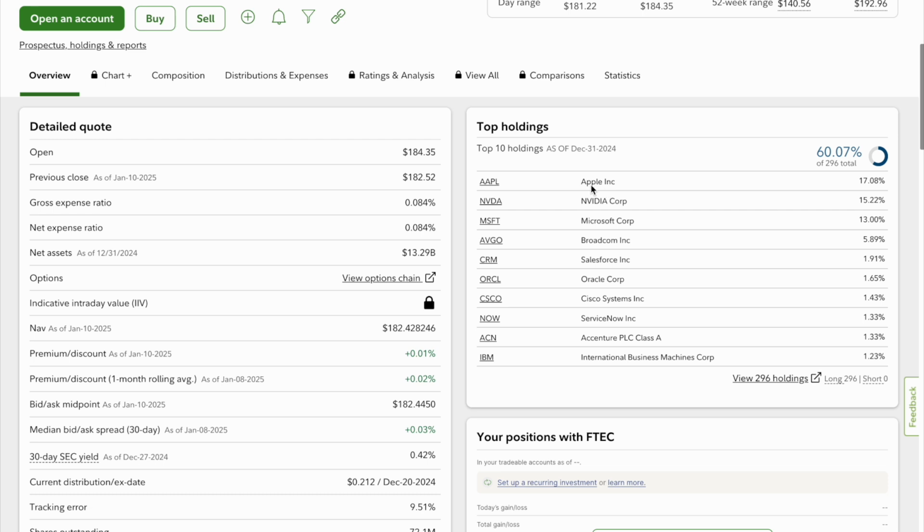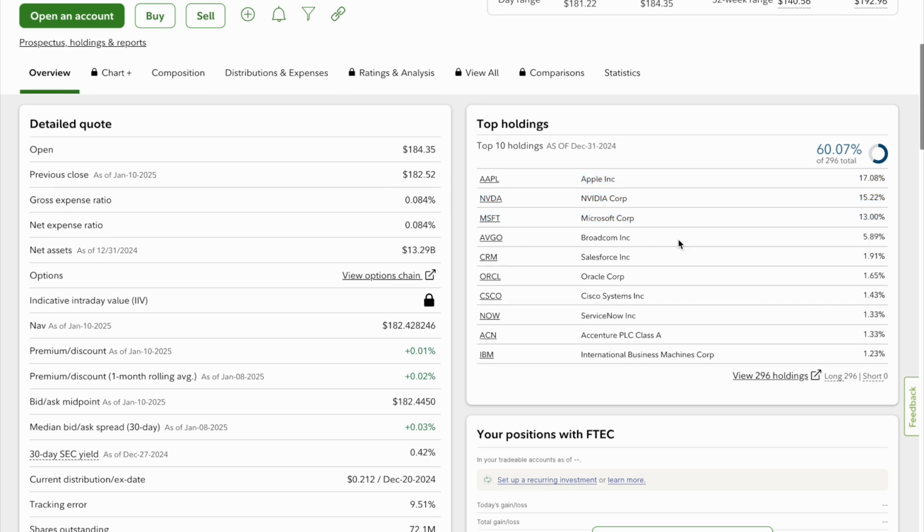Now, I do think you get some good diversification here. You have the top 10 holdings in FTEC holding 60% of this fund, basically, with Apple, NVIDIA, and Microsoft making up almost 50% of the fund, just 3 companies. So just think about that for a second. If you're going to invest, you could just buy these 3 individual companies instead of FTEC and not have to pay that 0.084% expense ratio, but that's up to you.